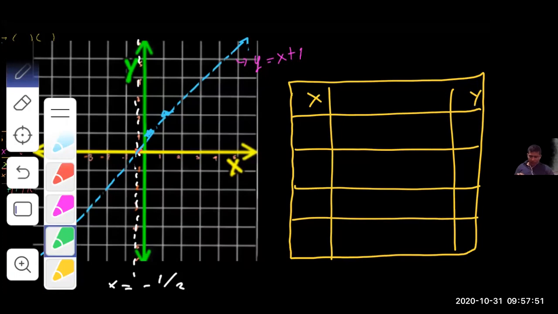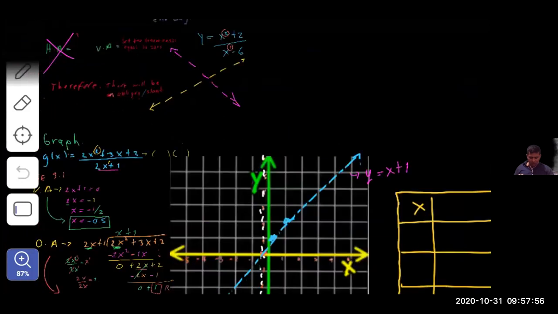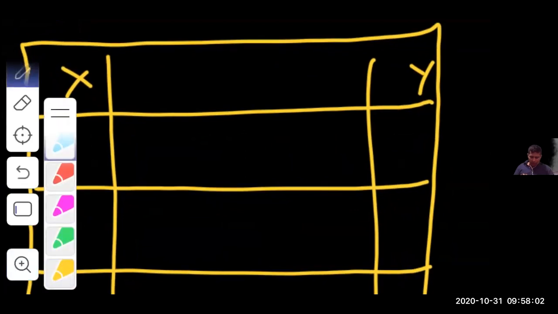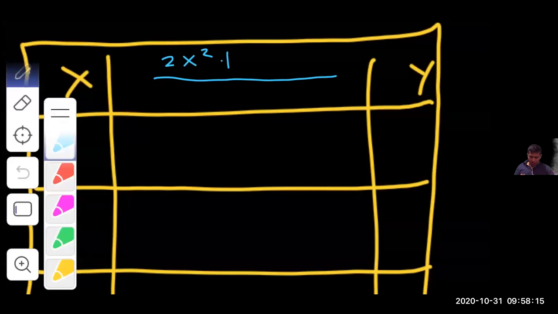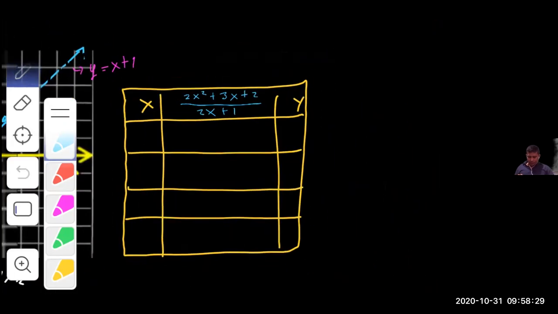X, Y, and what is my function, guys? In the middle column, we need to put the function. Remind me of this function, please. Can someone tell me? 2x squared. This is the only thing that I remember. 2x squared, plus 3x, plus 2, all over 2x plus 1. Thank you, Freddy. So nice. Okay, guys, this is my function.